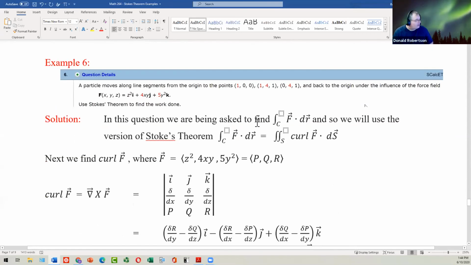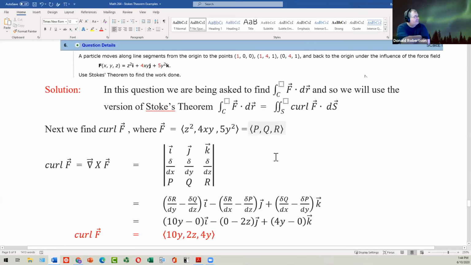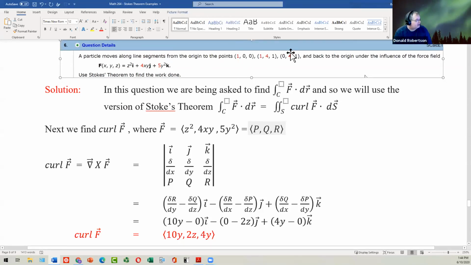And we do have time for the last one. Well, the last one I've got notes for. I'll be doing 7 after this. Now, a particle is moving along this line segment from the origin to here, to here, to here.